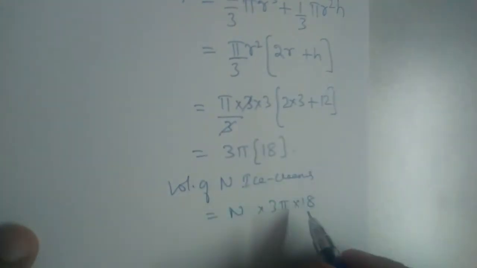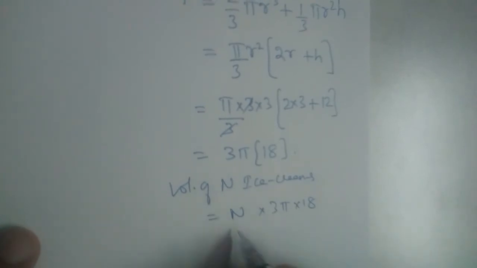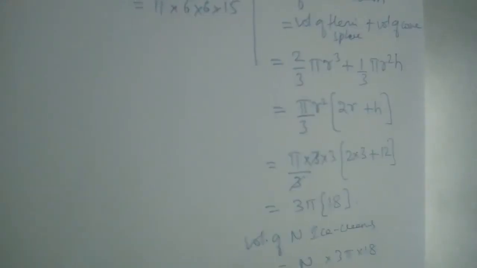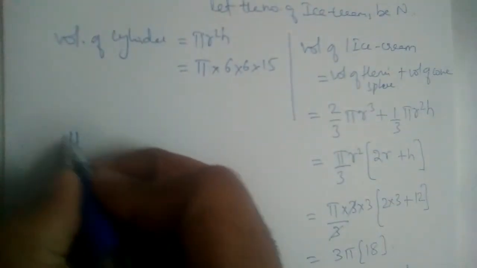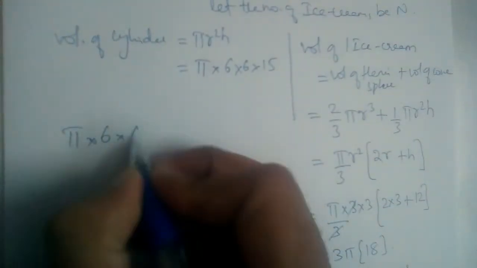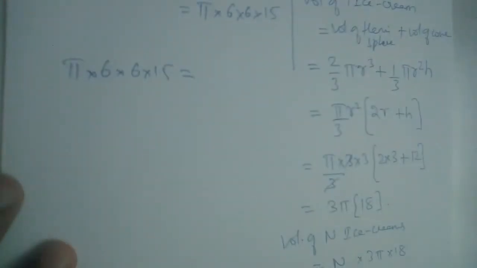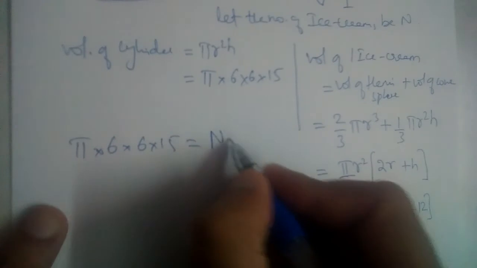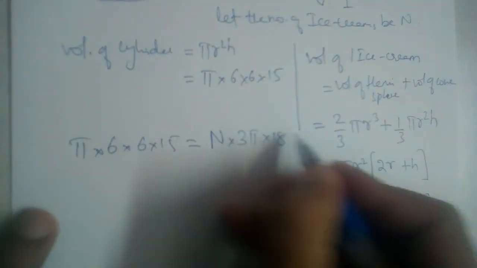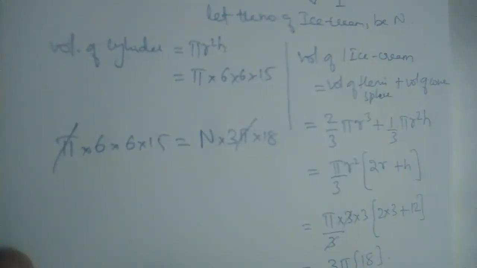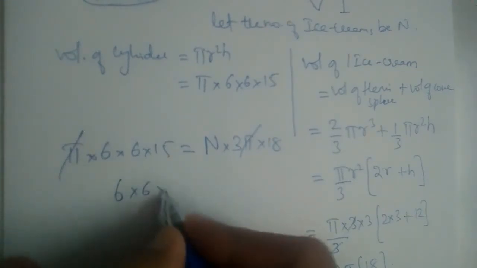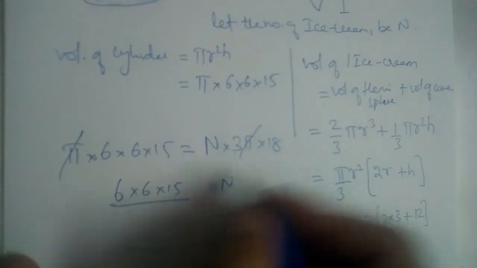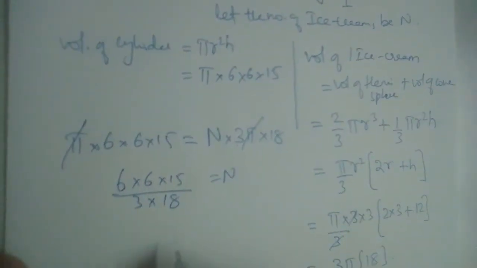N into this term. Okay, now this volume is equal to the volume of this cylinder, right? So let us equate them both. Pi into 6 into 6 into 15 is equal to n into 3 pi into 18. See, pi and pi got cancelled, right? 6 into 6 into 15 divided by, we need to find the value of n. So 3 and 18 should go on the other side, right?